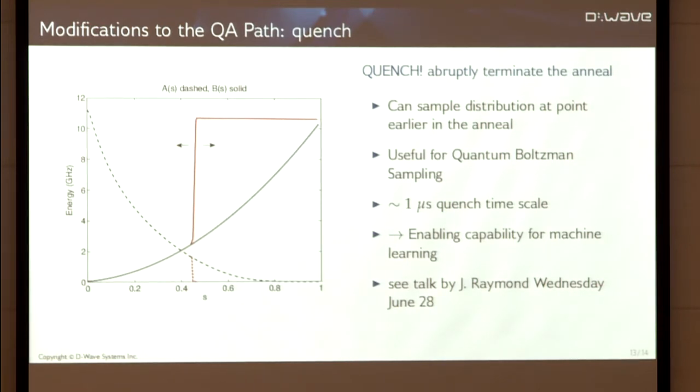To get at actual equilibrium distributions midway through the annealing process, you want to anneal slowly to some point s and then quickly terminate the annealing process, or quickly quench or kill the transverse field. The current hardware allows you to quench at 1 microsecond timescales. So as we build up knowledge about how the hardware is sampling and how we're actually producing quantum Boltzmann distributions, this could be a key enabling technology for, for example, machine learning.